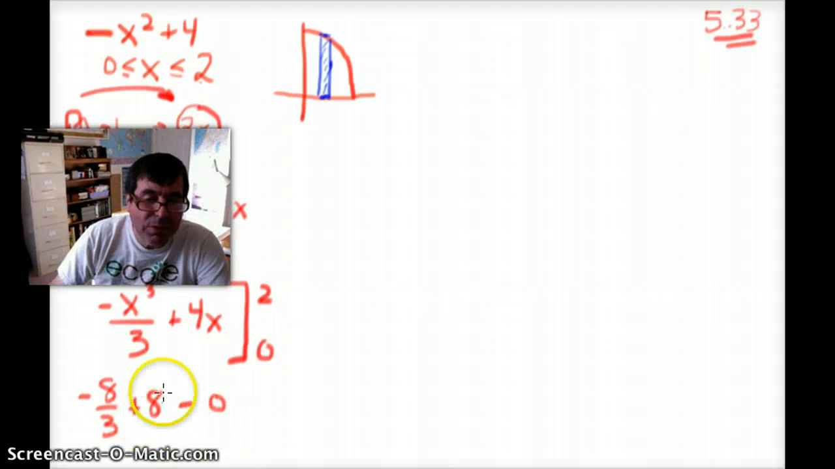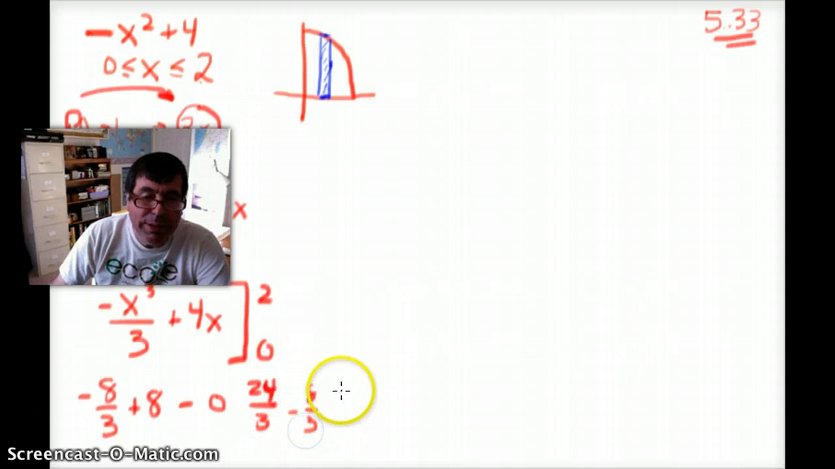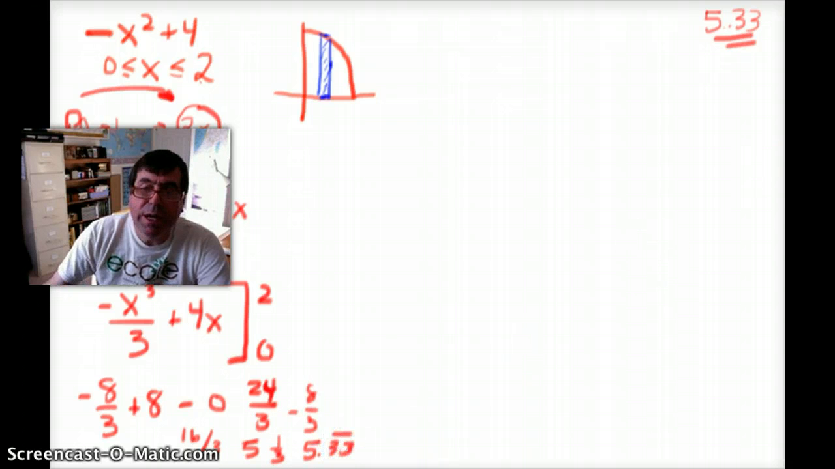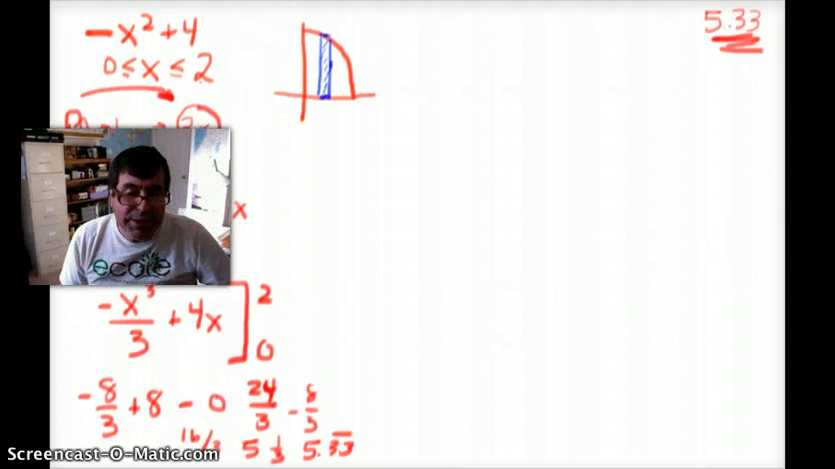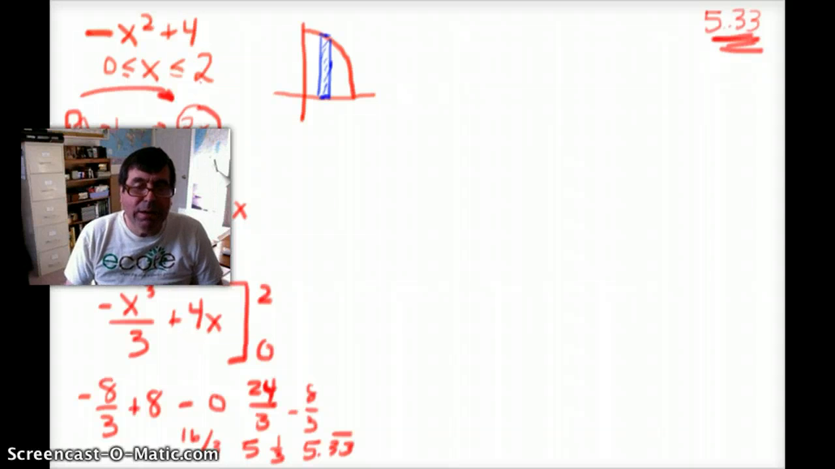So remember, 8 is really just 24 over 3, and subtract 8 over 3. And lo and behold, we get 16 over 3, right? 16 over 3, which is 5 1/3. That's 5.33 repeated. Now, I want you to notice how very similar it was to that number that we spoke about before. This is a very powerful mathematical idea. It's called integral calculus. And what we're going to do is try to go through this step by step.